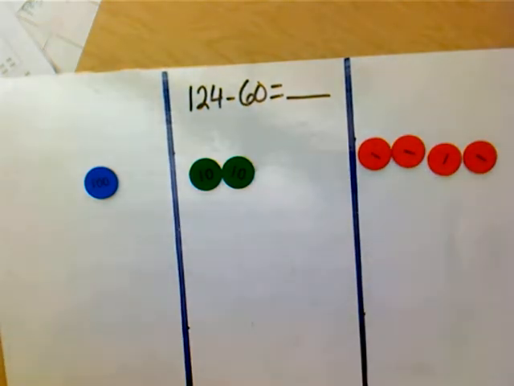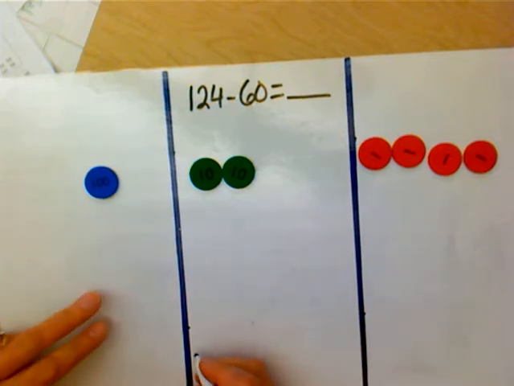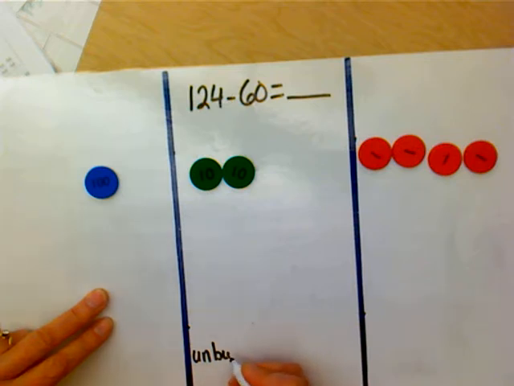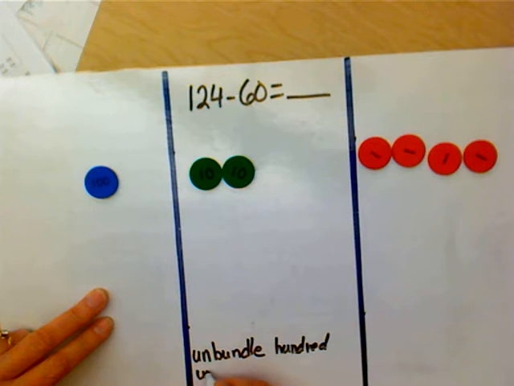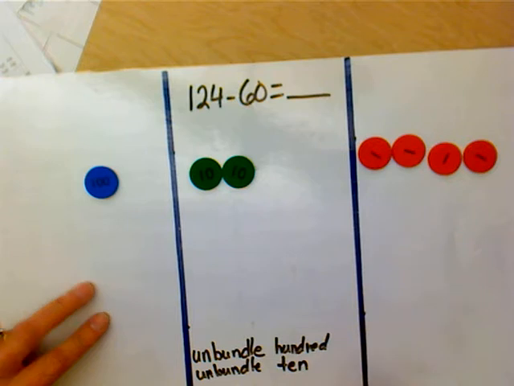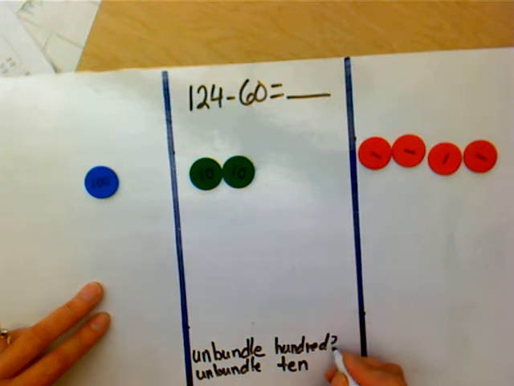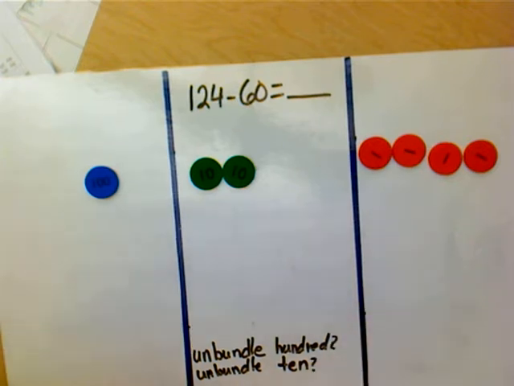So I am also going to be thinking about whether or not I am going to unbundle. I'm going to write this down because we're going to have to do this on each one of these problems. Do I have to unbundle 100? And did I unbundle a 10? We're going to be doing that on each one of these problems. So that's the big question that I'm thinking about as I work this problem.